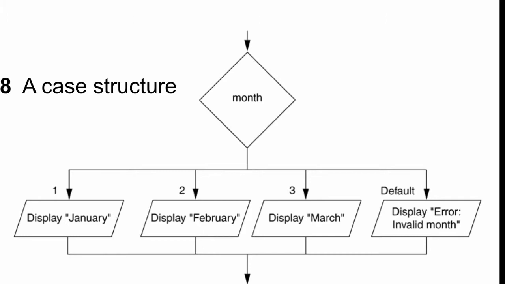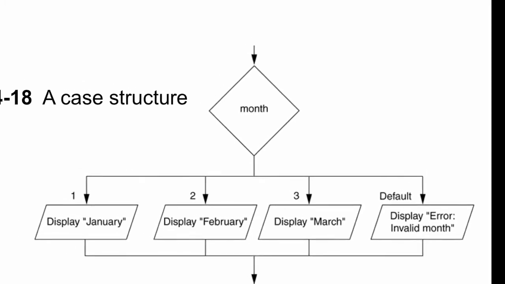Now, in effect, what we really do is we don't put in the name of the month, we put in the number of the month. So we'd say if month equals 1, it would actually display January. If month equals 3, it would display March. If month equals 5, then it doesn't match 1, 2, or 3, and it would go into the default.